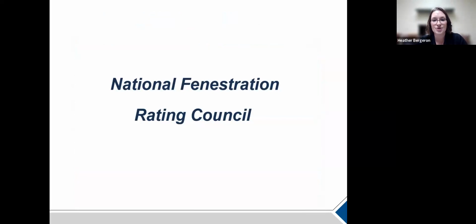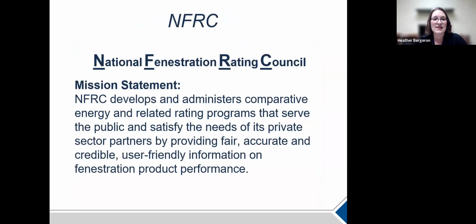NFRC, the National Fenestration Rating Council. Their mission statement: develops and administers comparative energy and related rating programs that serve the public and satisfy the needs of its private sector partners by providing fair, accurate, and credible user-friendly information on fenestrated product performance.